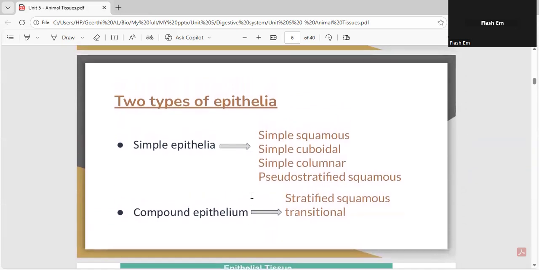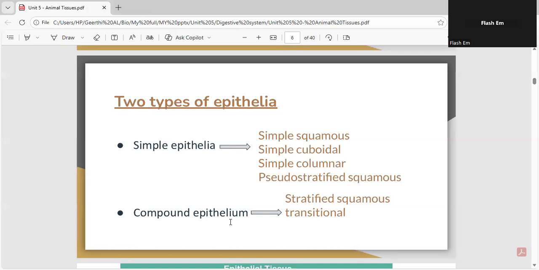Then we are going to see the classification of epithelia. One is simple epithelia, and the other is compound epithelia. Simple means it has a single cell layer, that's why it's simple. Compound means it has several cell layers, with many single cells arranged together to form the compound epithelium. In simple epithelia, you have simple squamous, simple cuboidal, simple columnar, and pseudostratified. In compound, you have stratified squamous and transitional.